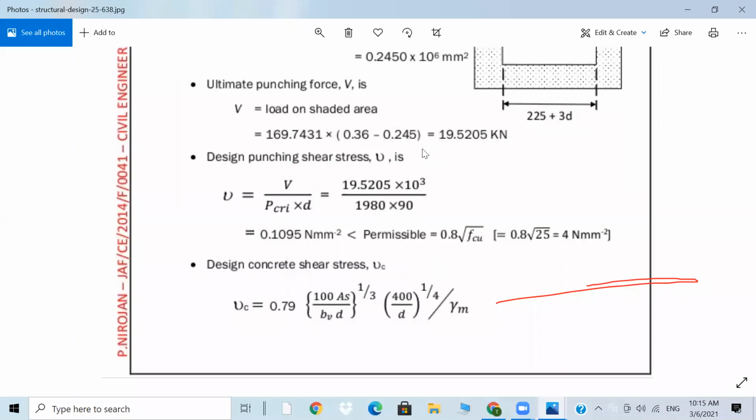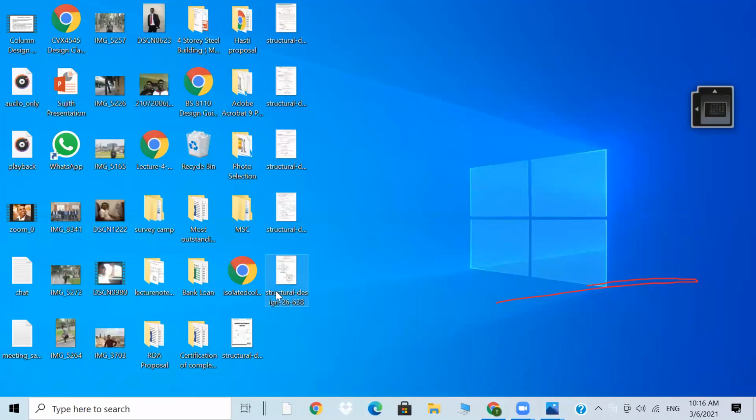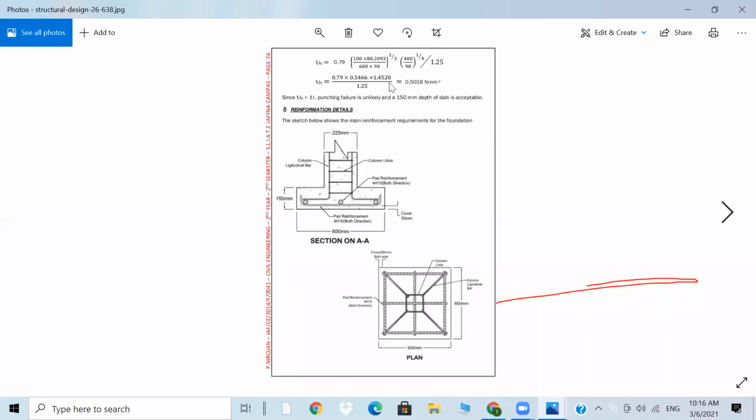Then 0.1095 newtons per millimeter square, the permissible 0.8 into the square root of fcu. So that will be coming 4 megapascal. The concrete design stress is the vc, equal to 0.79 times 100 As over bd to the 1/3, times 400 divided by d to the 1/4, over gamma m, the concrete shear safety factor, right? So finally we will come to this calculation.